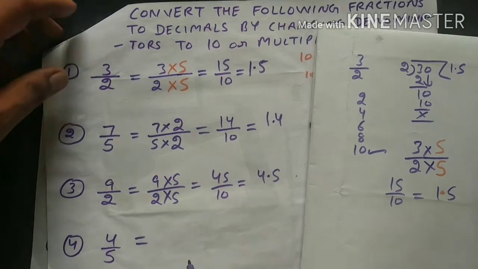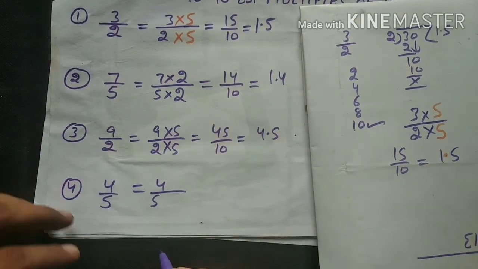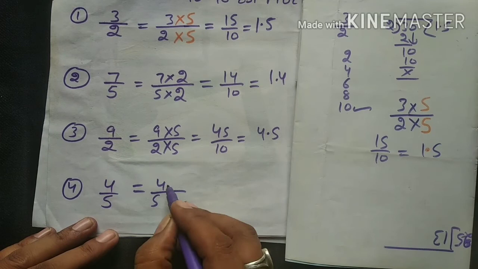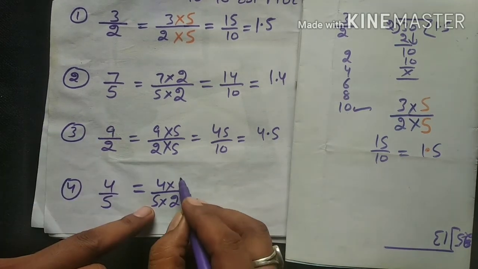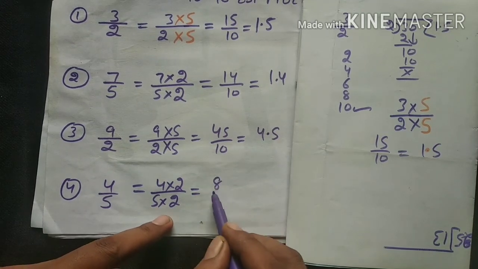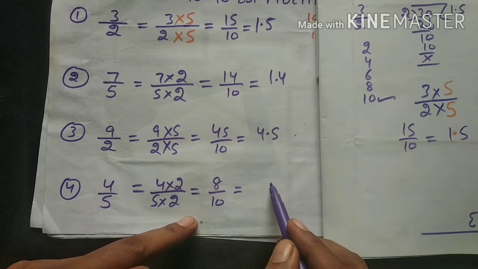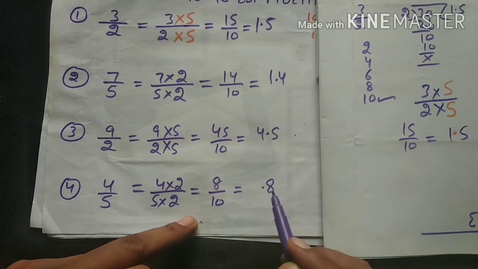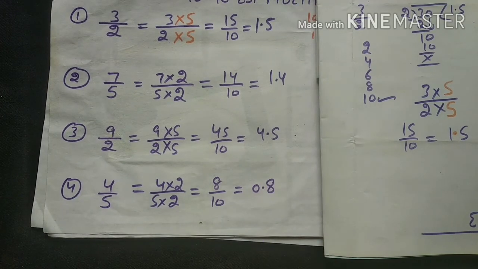And here the same is 4 by 5. 5 becomes 10. How? By multiplying by 2. So in the numerator and denominator I will multiply with 2. It becomes 8 by 10. So 8 is a single digit, so I will mark the decimal. Before the decimal I will write 0 to show its presence.